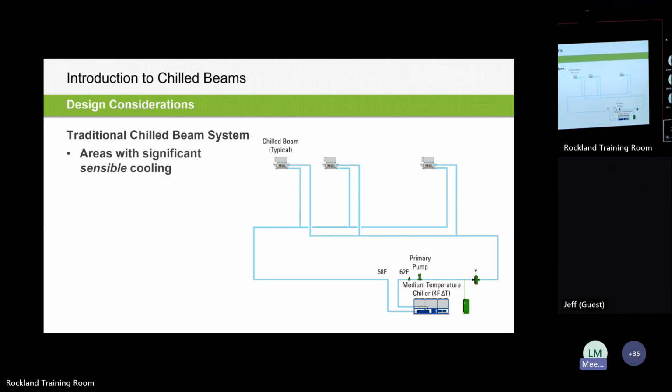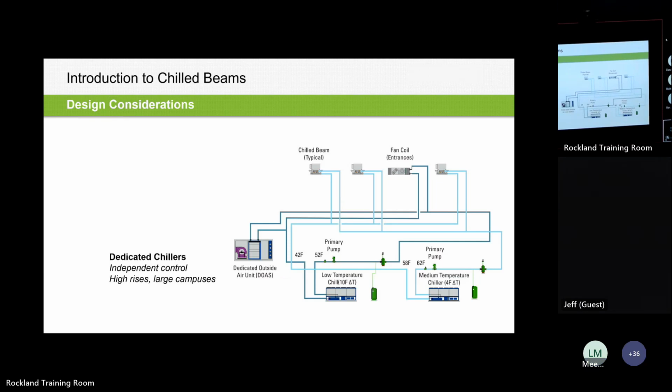But the traditional chilled beam system, again, we're dealing with 58 degrees Fahrenheit of supply water to the chilled beams. So I want to talk about the different control or water loop strategies and how you might achieve that on projects, both large and small, because you might not have 58 degrees running throughout the entire building. So first one up is dedicated chillers.